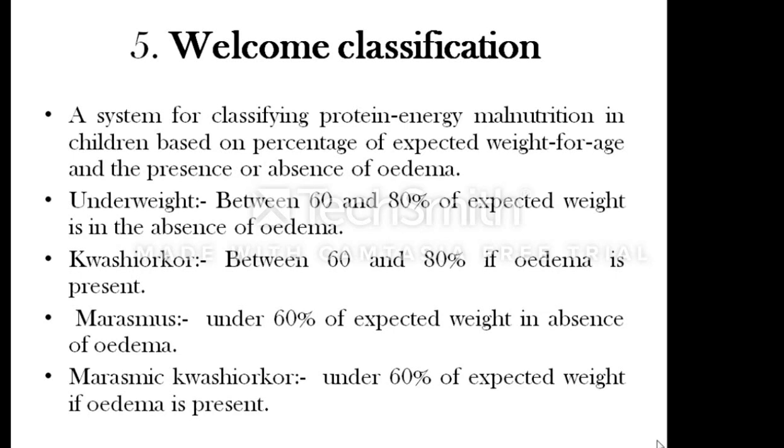Kwashiorkor is between 60 to 80% and has edema. And marasmus is under 60% of expected weight for age, and there's no edema. Now, when we have less than 60% weight for age and we have edema, we have a condition we call marasmic kwash. This is the one that is commonly used.